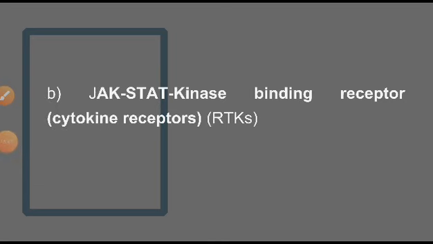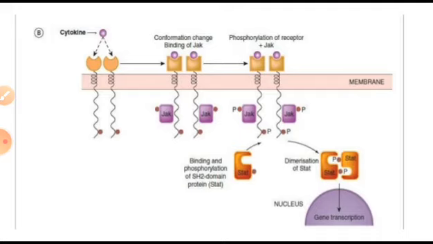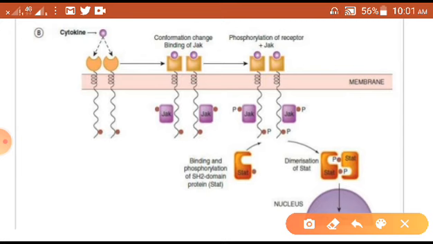Now, the second type of receptors under this is JAK-STAT kinase binding receptors, right? They are also called cytokine receptors or receptor tyrosine kinases. So what is happening here? The example is cytokines, which are going to bind with the receptor. Now you know the structure of the receptor, so you can understand well. Once the cytokine binds on the receptor, the enzymatic domain gets autophosphorylated. Once they get autophosphorylated, what is happening here? As you have seen in the previous case, one GRB2 protein was attracted towards it.